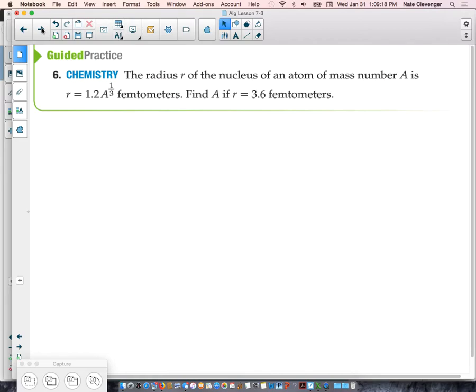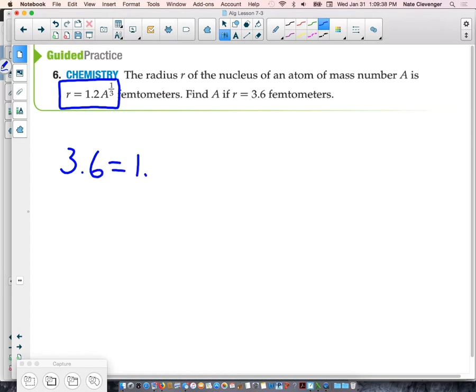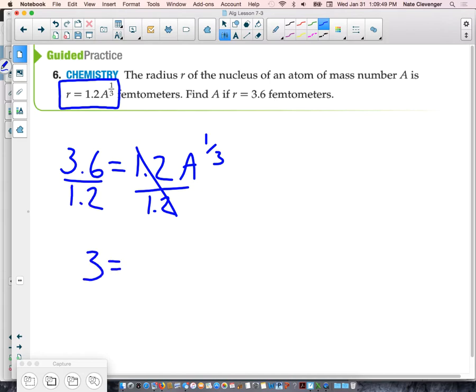Okay. The radius R of the nucleus of an atom of mass number A is this. So forget all this stuff for right now. Focus in on this. If we are finding A, if R is 3.6, just plug that in. 3.6 equals 1.2 A to the 1/3. To get A by itself, I'm going to need to divide by 1.2. That gives me 3, doesn't it?